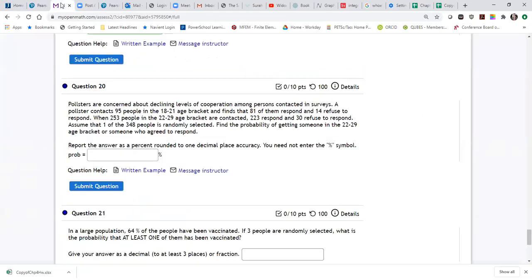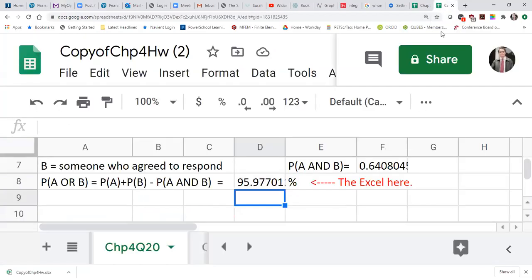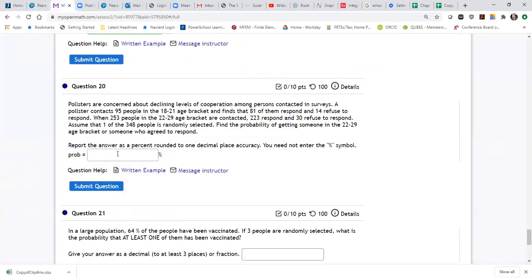And how many decimal places do you need to put? One decimal place. So for one decimal place, you need to round up this, right? So it becomes what? It becomes 10. And then you need to add this with 1. So you got 96%, okay? So your answer here will be 96%, or 96.0.